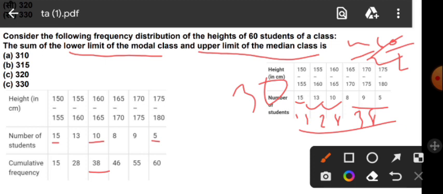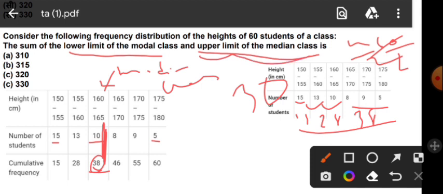It can be called the median class. It lies on the same line, so it is the median class, right? And here the question asks for the upper limit of the median class. So the upper limit is 165. 160 is not the upper limit, 165 is the upper limit.